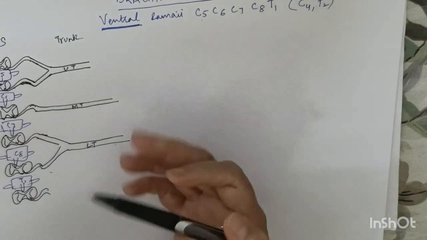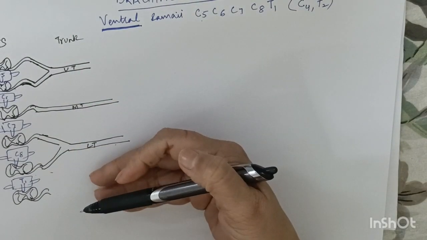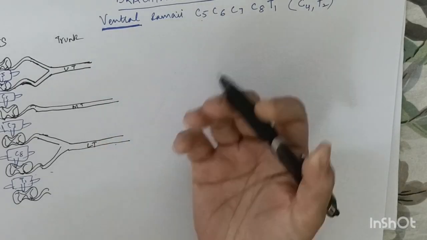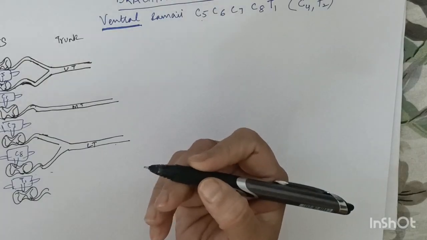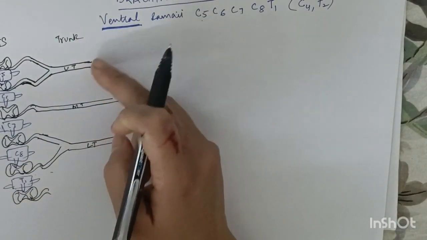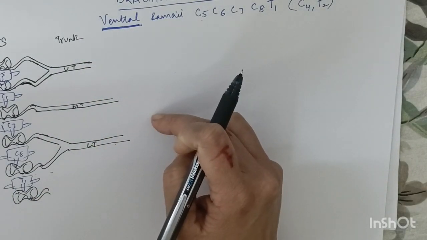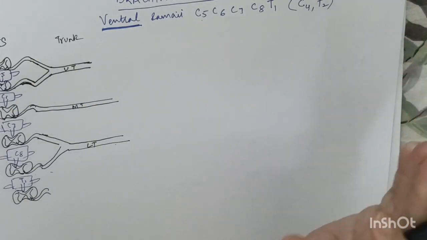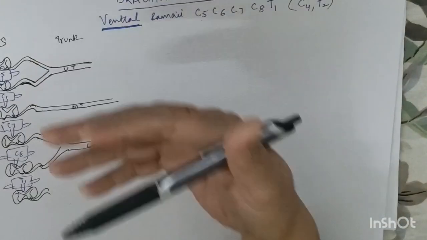Roots, trunk: C5, C6 form the upper trunk, C7 forms the middle trunk, and C8, T1 form the lower trunk. Is this clear? Now these are the trunks which have been formed, and after the trunks there is formation of divisions. So what is a division? Each trunk will be divided into anterior and posterior divisions.